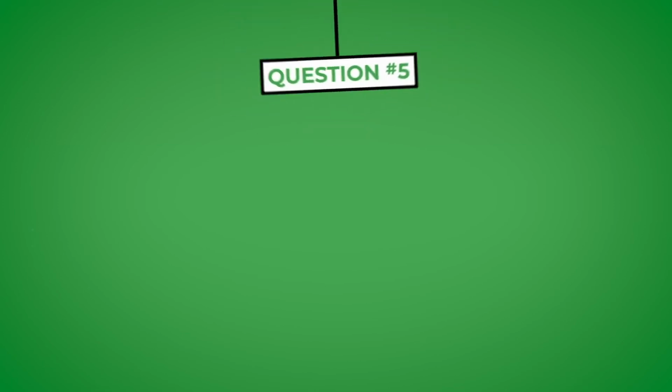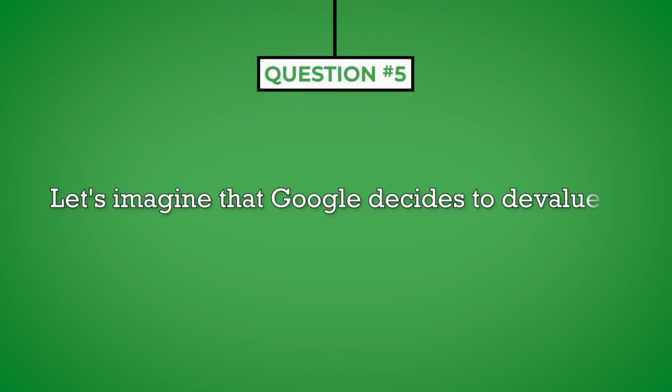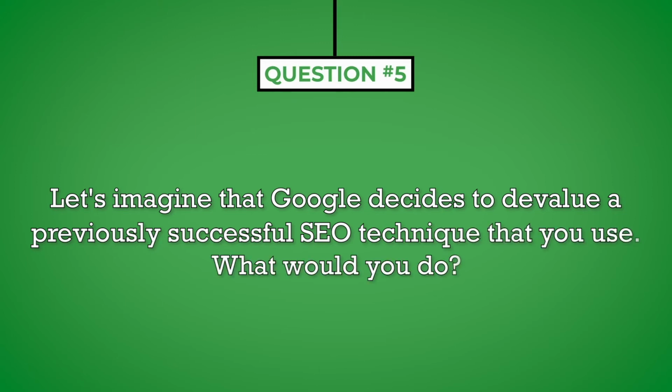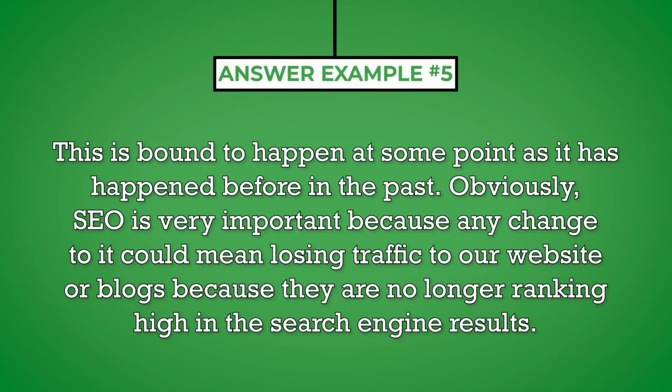Question number 5. Let's imagine that Google decides to devalue a previously successful SEO technique that you use. What would you do? As a digital content manager, you have to keep tabs on a lot of things. Content creation, distribution, managing your team, staying on top of new methods and tools. You also need to be aware of search engine optimization techniques and any changes that might impact your company's website and blog traffic. This is bound to happen at some point as it has happened before in the past.